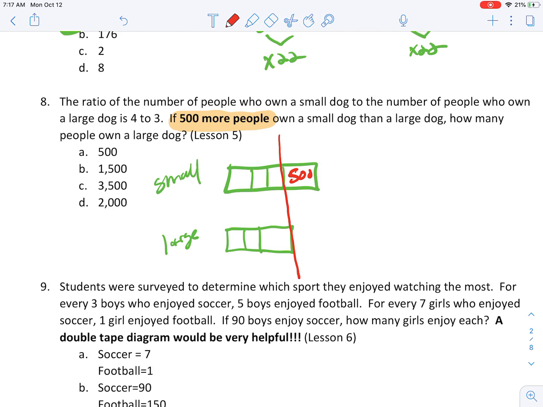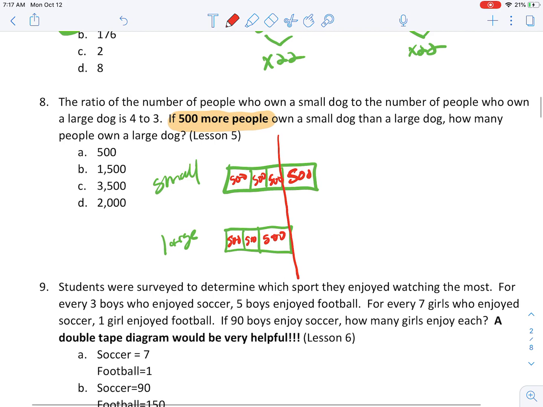Well, all these units are equivalent. Okay, they're all equal, so we have to put 500 in each of these units. Okay, and now we can figure out how many people owned a large dog. There's 3 units with 500 in each unit. We add those up and we get 1,500.